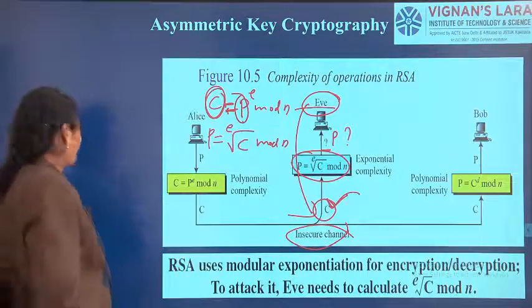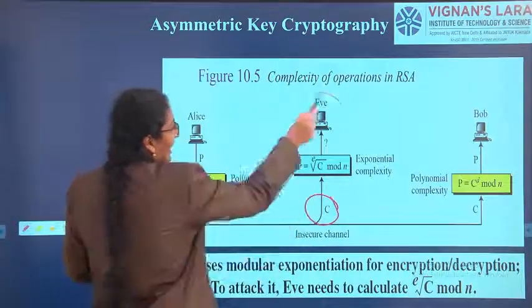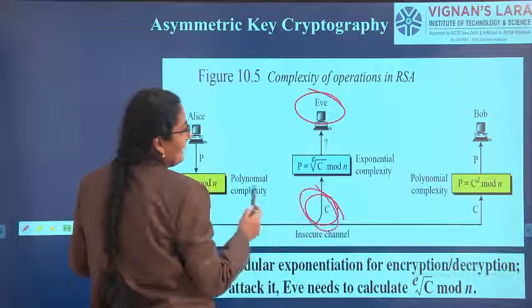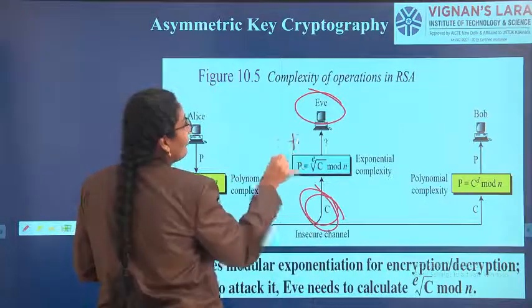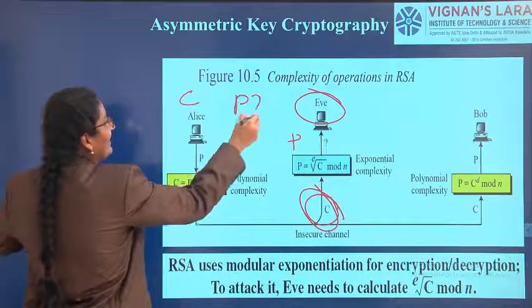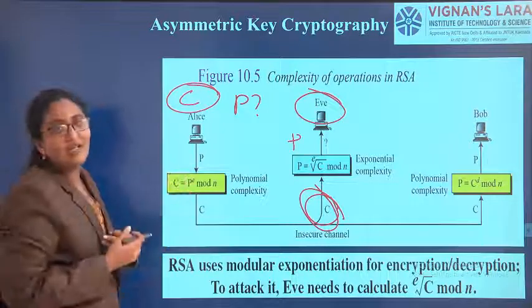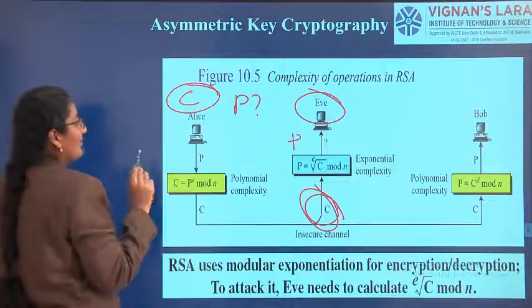This is the problem. I have the ciphertext. I am the attacker. I have the ciphertext, but I cannot understand it. I want plain text. By having ciphertext, how can I get plain text? I want to convert this ciphertext into plain text. To convert, I don't have the private key. So this is the problem.